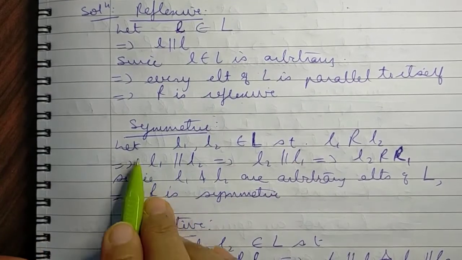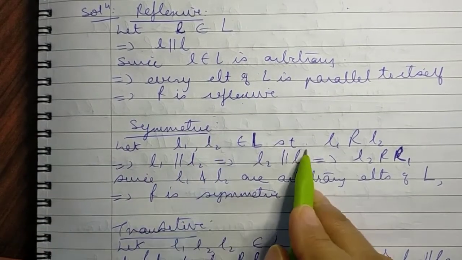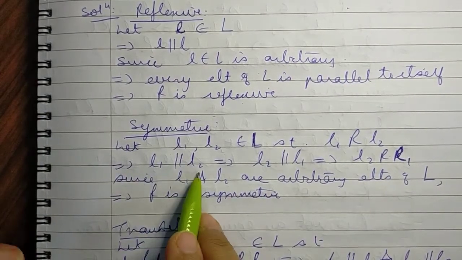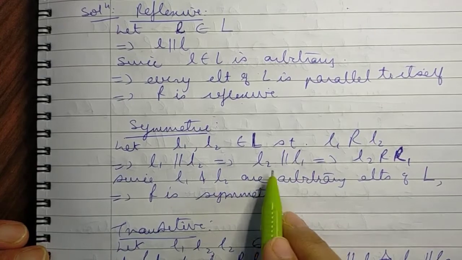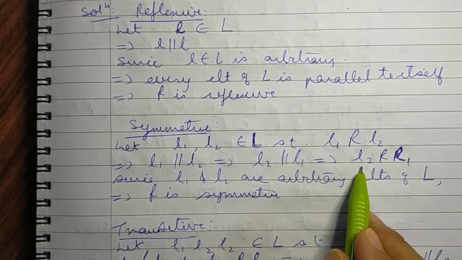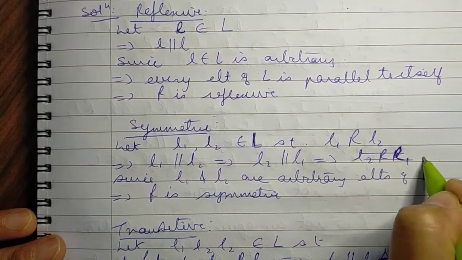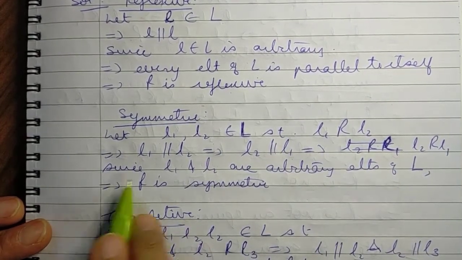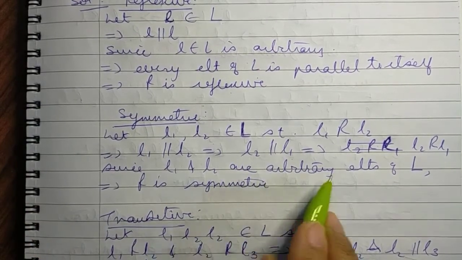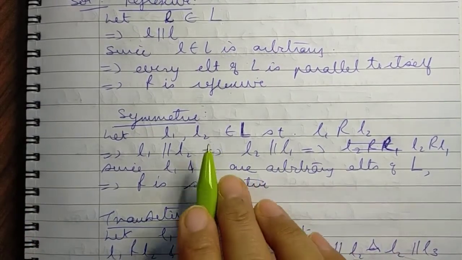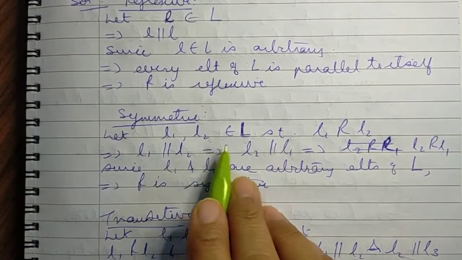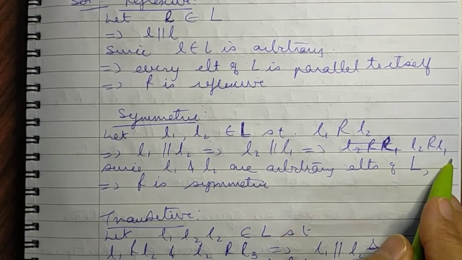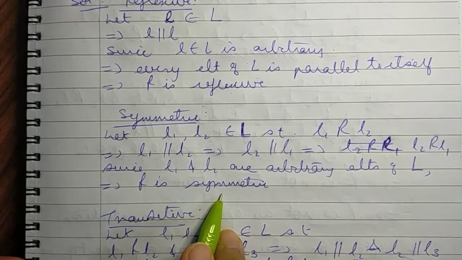Now for symmetric, let us consider two lines L1, L2 such that L1 is related to L2. It implies that L1 is parallel to L2, which further implies that L2 is parallel to L1, and so L2 is also related to L1. Since L1 and L2 are arbitrary elements of L, it implies that whenever L1 is related to L2, it will imply L2 is related to L1, and so R is symmetric.